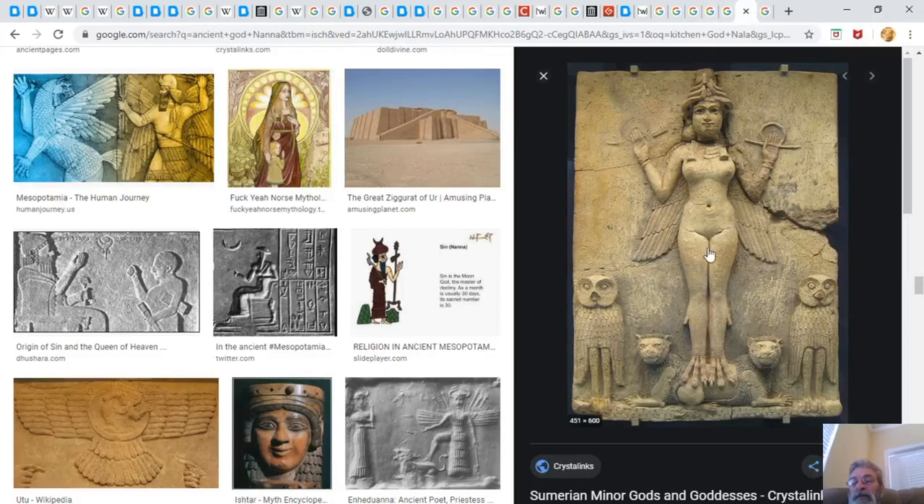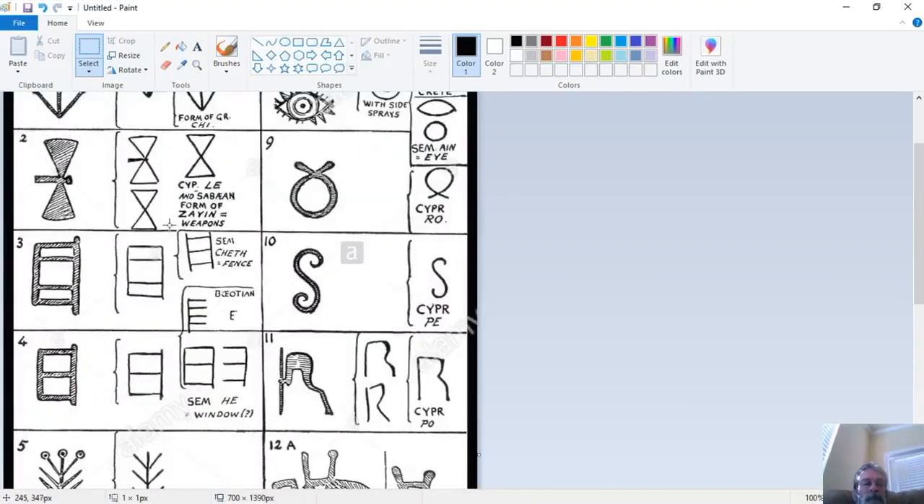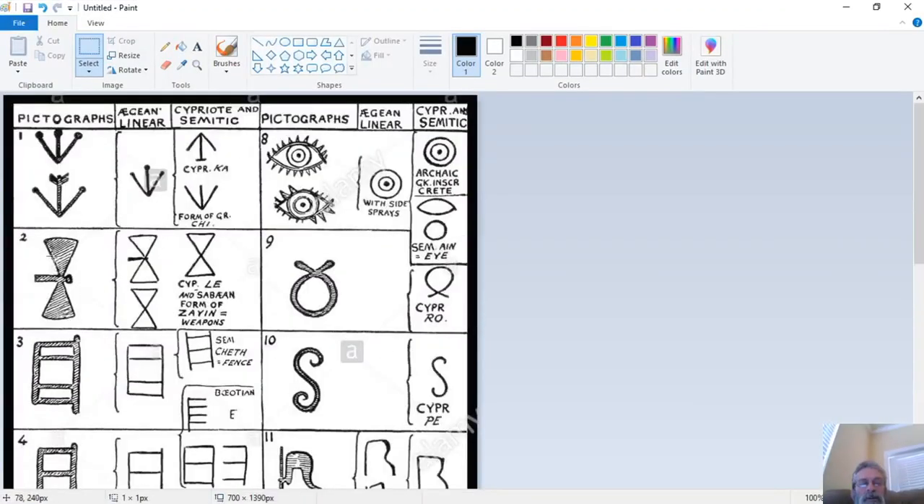You can see her here. This is the crotch of Isis. Nana, Isis. She's holding the row. Chi row. And here was the ancient seventh letter. This is Zion. Zion means weapon. And so this represents a double-headed axe, but this is also called the Diablo.